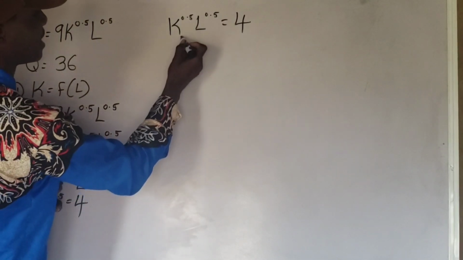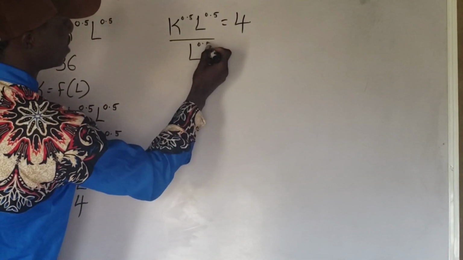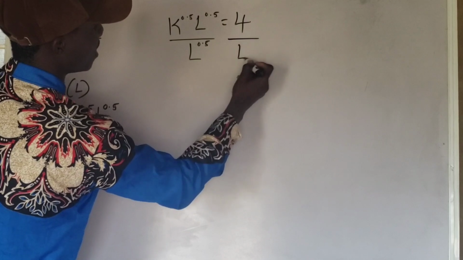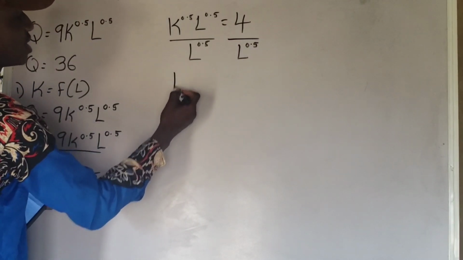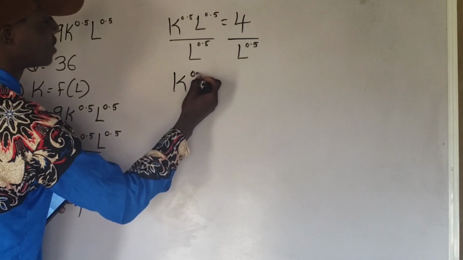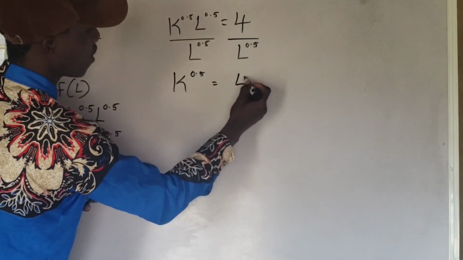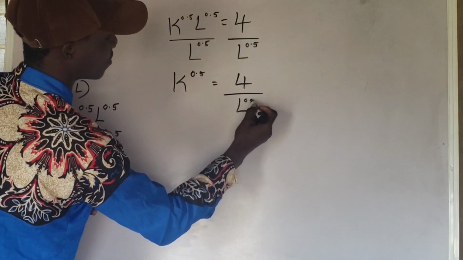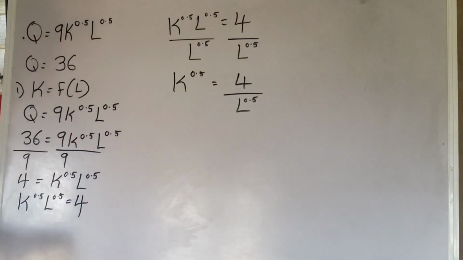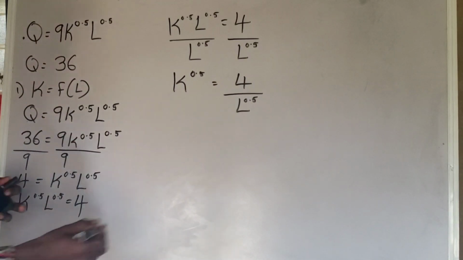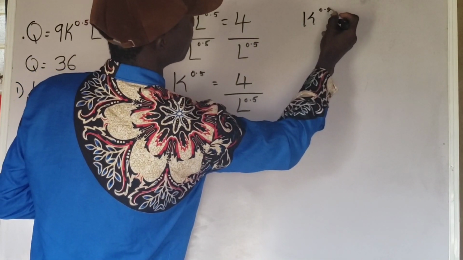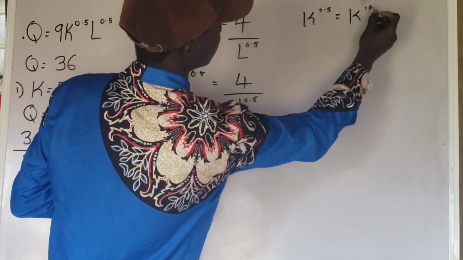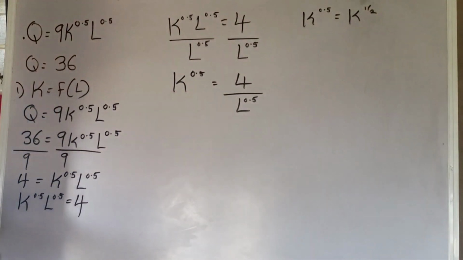So I'm going to divide both sides by L raised to the power of 0.5. On the left hand side of this equation, I'm left with K^0.5 equals 4 all over L^0.5. Now, I want you to pay attention here. K raised to the power of 0.5 is equal to K raised to the power of 1 over 2, because 0.5 is 1 over 2.